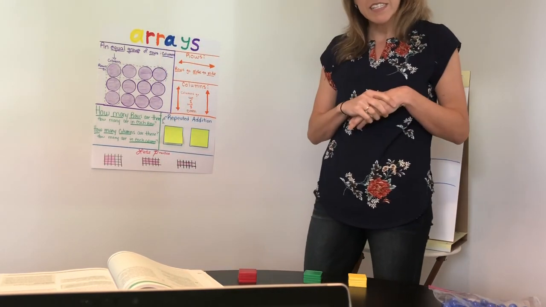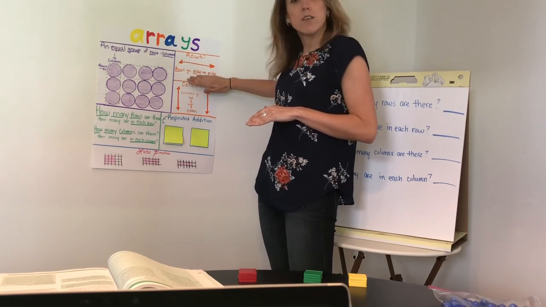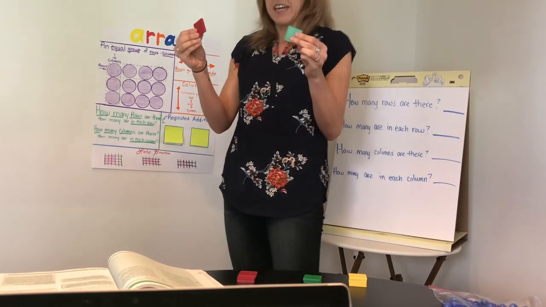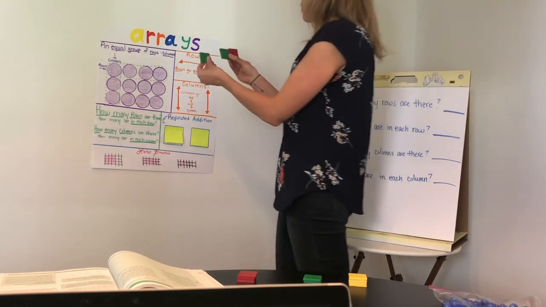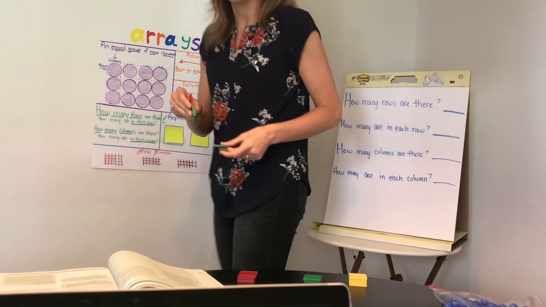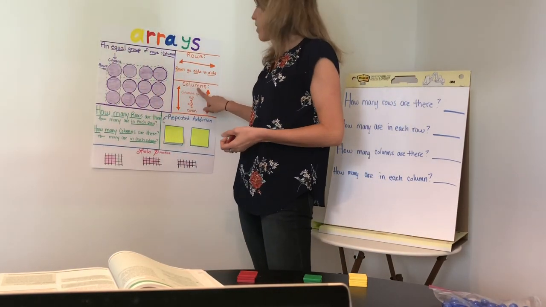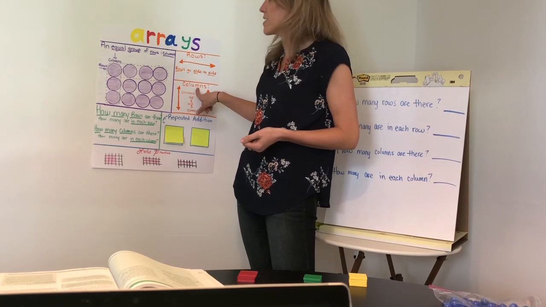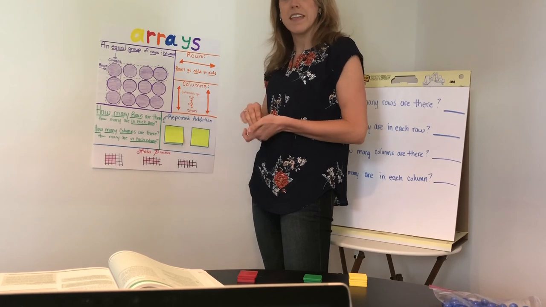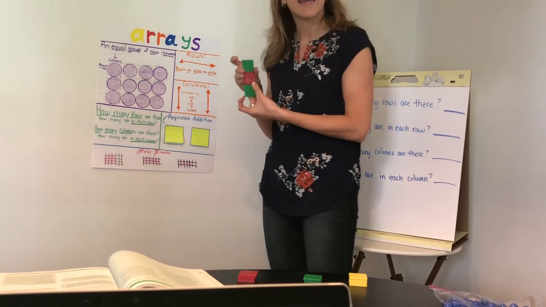Well, for this equation, we're going to talk about rows being what goes side to side. So with your tiles, you've been building arrays. So when you stack them going side to side, you have built a row. That being said, columns are what we think of next. And columns, my friends, go up and down. That means that when you stack them on top of each other, you have built a column.